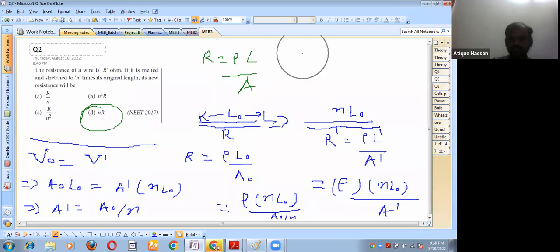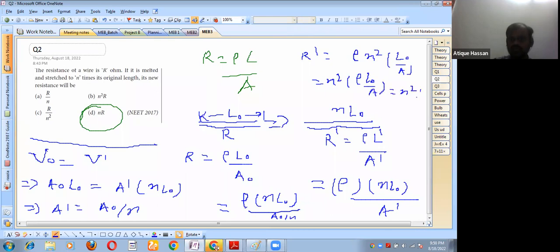So from here, we will get R dash equal to n square rho L0 by A0. So it will be n squared R0. The correct answer is D, it will increase n squared times. Understood everyone? Any doubt? Please ask. All of you understood?